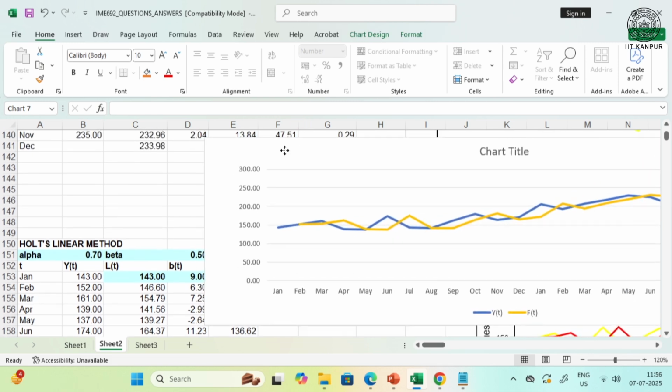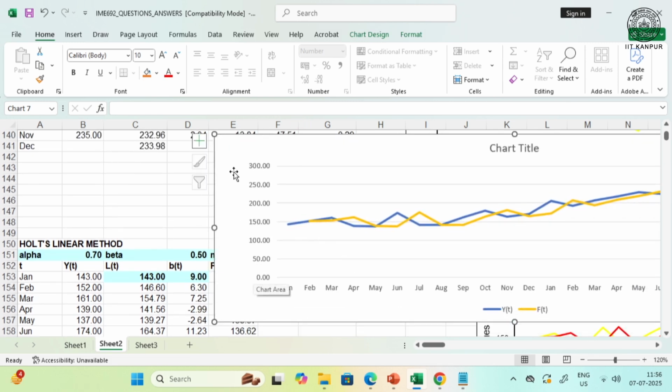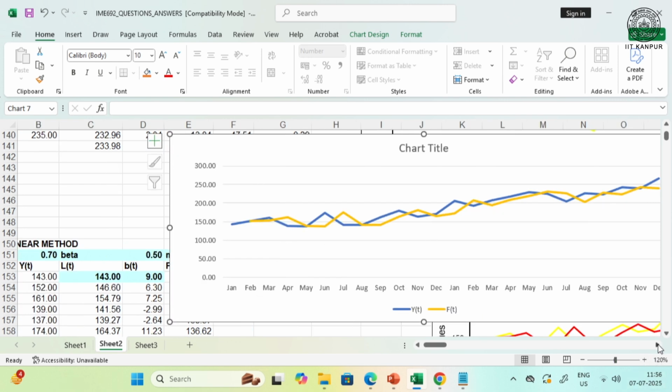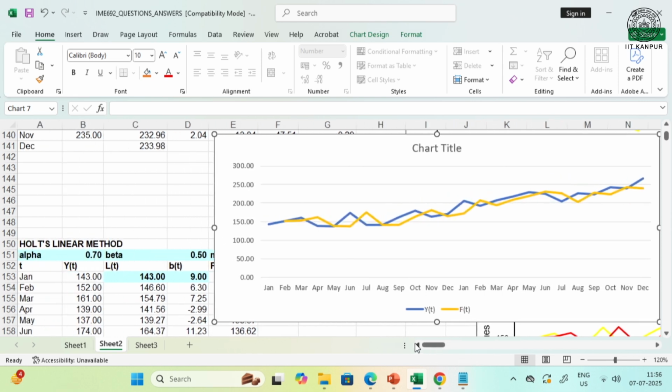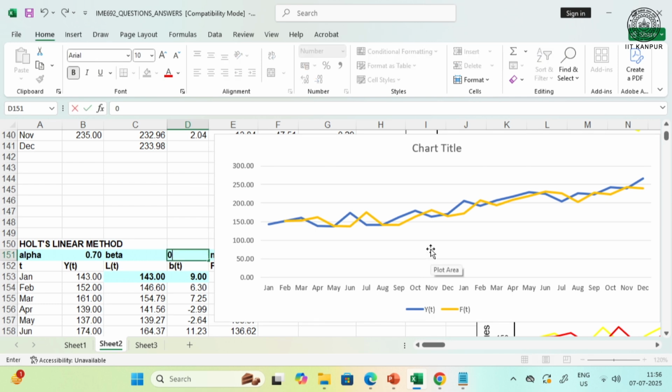M will not change because M is the time period. So, basically I will keep changing. Wait, let me put it in the frame such that we can see all of it. So, done. So, let us take beta as, say for example, 0.9.